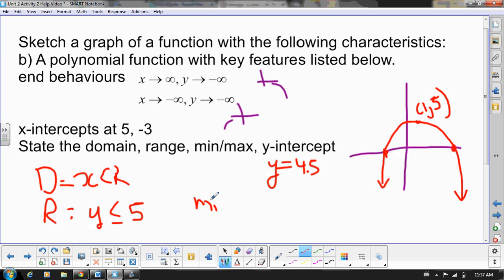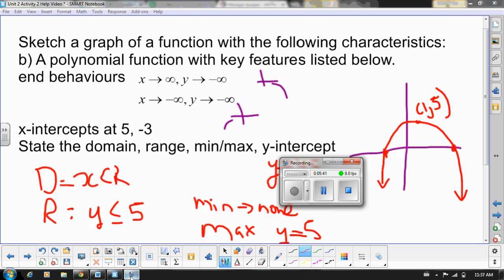So when we have a parabola, there is no min. And then the max is at y equals 5. You'll notice when you're doing your range for a parabola, it's based totally on what the max value is. Hopefully this helps you understand what I'm looking for.